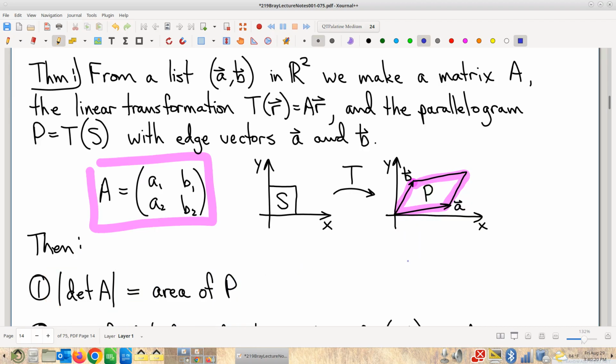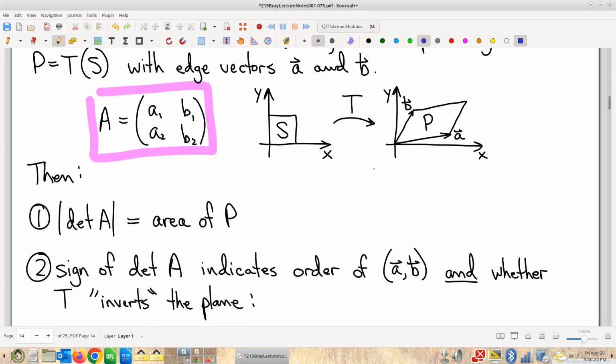Okay, next fact. The sign of the determinant, whether it's plus or minus, namely, the thing that you were ignoring when you took the absolute value. The leftover, the thing we haven't thought about yet. The sign of the determinant will indicate the order of the list. And so, for example, this list, keep in mind A first, B second, as I have it drawn here, that list is counterclockwise.